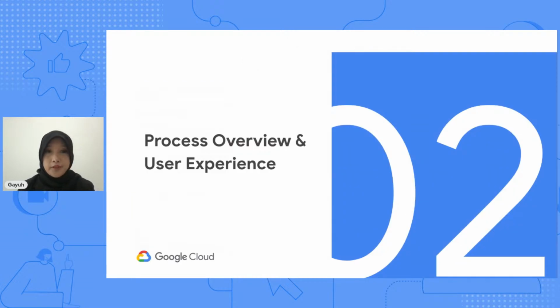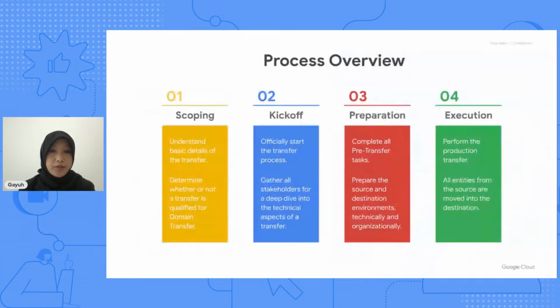Next, we'll move to the process overview and the user experience. How does a typical domain transfer engagement look like? So basically, we divide the domain transfer process into these 4 stages. First, we will start with scoping, where we understand your basic details of the transfer.